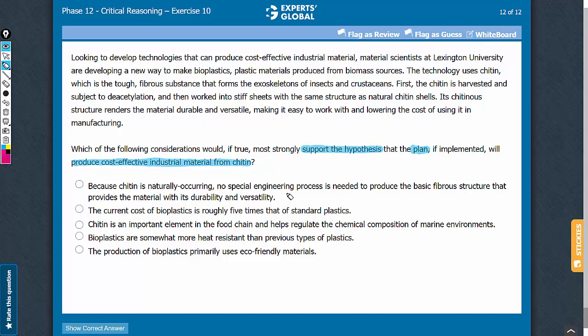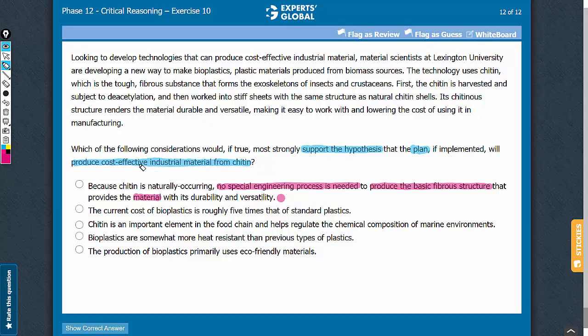Answer choice A. This answer choice says that no special engineering process is needed in order to produce the basic fibrous structure that is required for this material. If this is so, it indicates that the costs associated with engineering processes will not be present. So this answer choice strengthens the conclusion that this plan will produce cost-effective industrial material from chitin. A good answer choice. Let's keep this on hold.